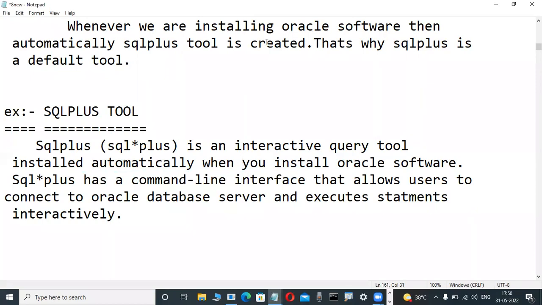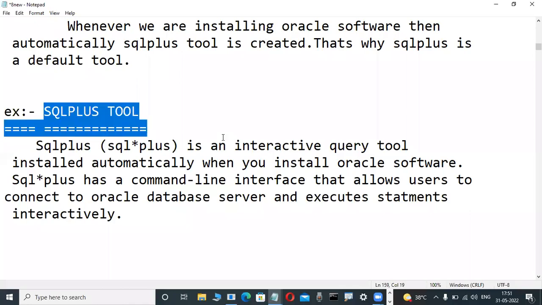Tomorrow, don't miss the class. This SQL plus tool, interaction with the server, commit and rollback, how transactions are working, all those things you will understand practically. Very, very interesting. I'm showing it diagrammatically, and when you write it diagrammatically, then you will understand.